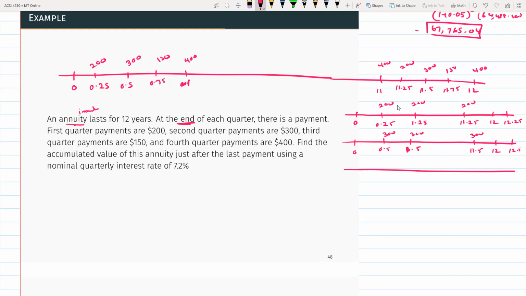Now, as you can calculate the first, you can calculate the future value on this time point, 11.25. And then the next one would be 11.75. For example, here 0.75, which is 150, 1.75, 150, 11.75, 150, 12, 12.75. Okay.